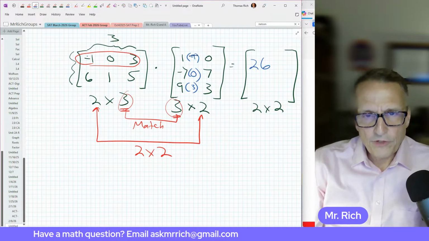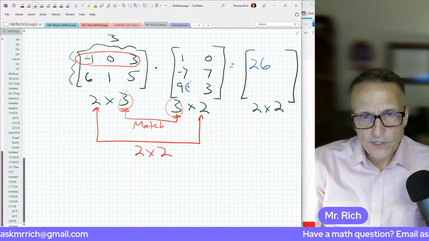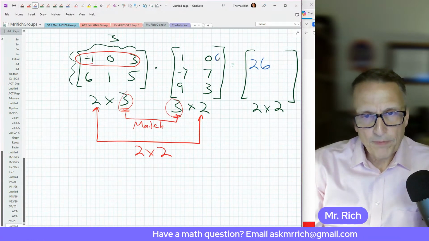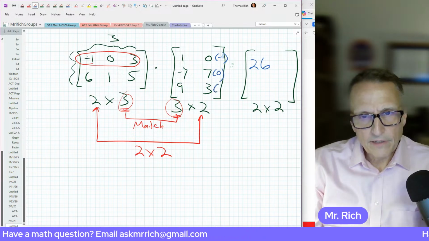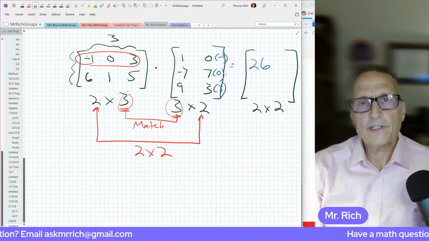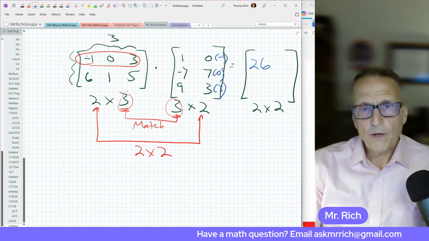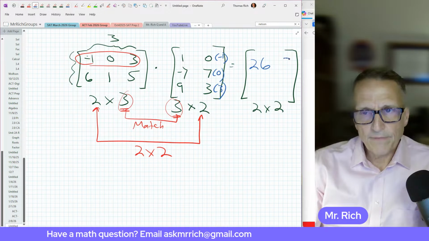Then what you do is you take that same column that we generated from the row of this first matrix, and you're going to repeat that by multiplying each of the corresponding elements times the second column of that second matrix. So this would be 0 times -1, which is 0, plus 7 times 0, which is 0, plus 3 times 3, which is 9.